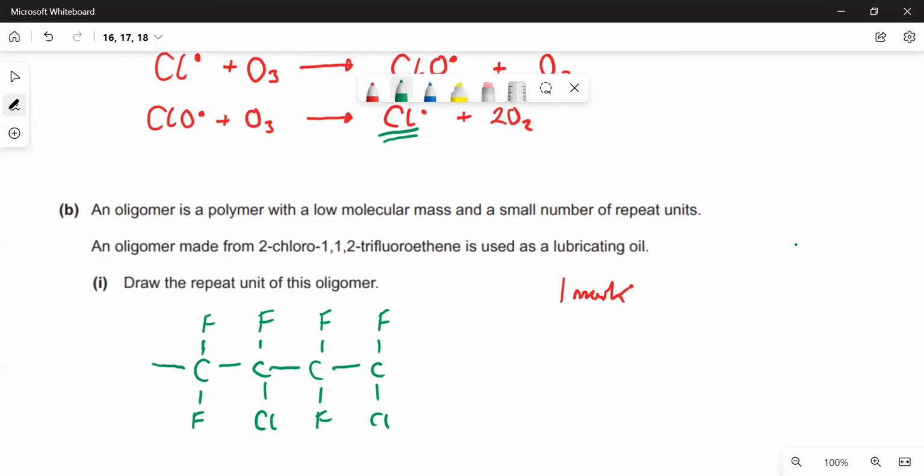Okay, but it's only asking us for 1 repeat unit. I've drawn 2 there, so we need to rub some of that out. Otherwise you'll be penalized, you won't get the mark. So that is the repeating unit, like that. I usually put brackets around the repeating unit as well. I don't think you have to, but I prefer to.